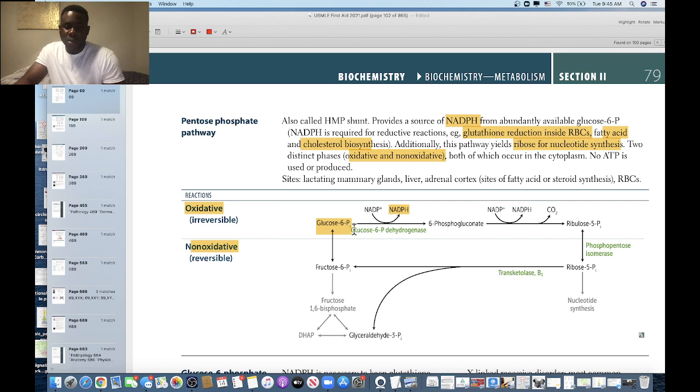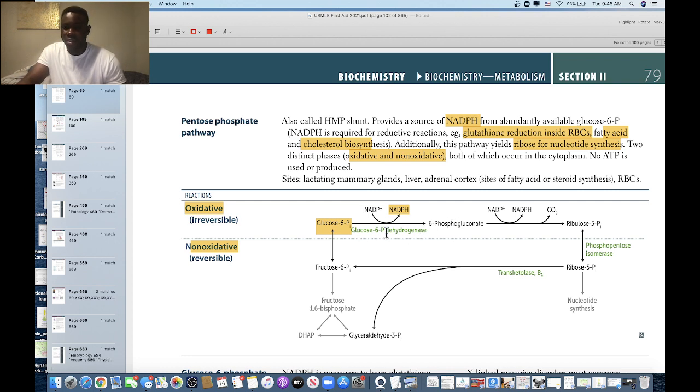So glucose 6-phosphate dehydrogenase is going to remove a hydrogen from glucose 6-phosphate. Then it will give the hydrogen to NADP plus so that it will become NADPH. Then the rest of the substrate will become 6-phosphogluconate. So this reaction is simple. Glucose 6-phosphate is converted to 6-phosphogluconate by glucose 6-phosphate dehydrogenase.